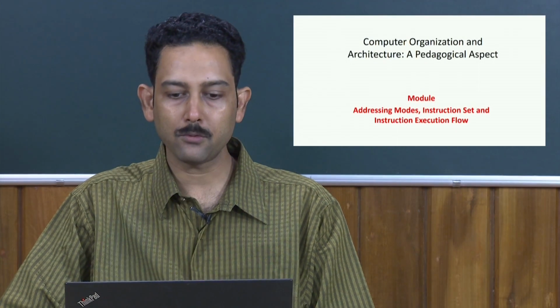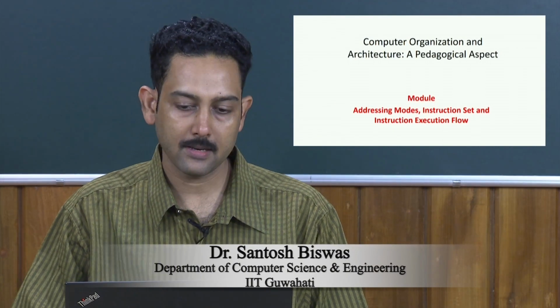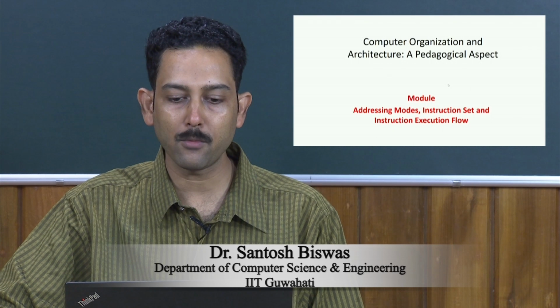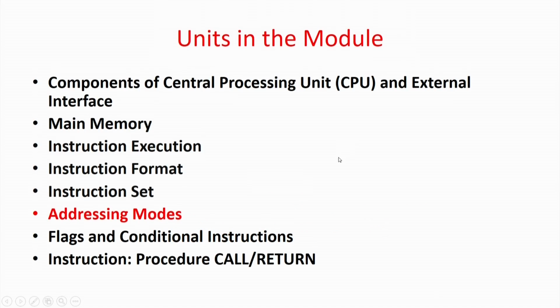Okay, so welcome to the next unit on the module on addressing mode, instruction set and execution flow. Till now we have covered 5 units of the module, in which we discussed the basic architecture of the central processing unit, how it is interfaced with the memory, what the basic instructions are, and how instructions are executed. Then we also saw different formats of instructions, and how instructions can be clustered together based on their formats.